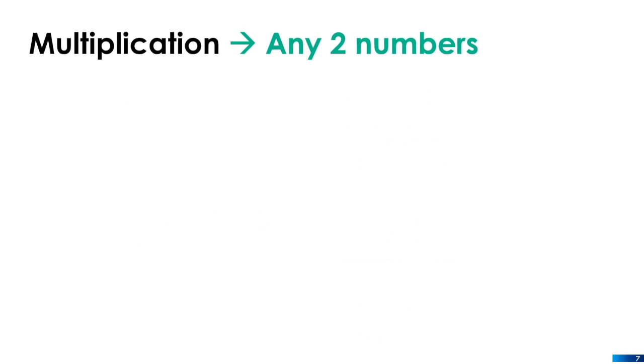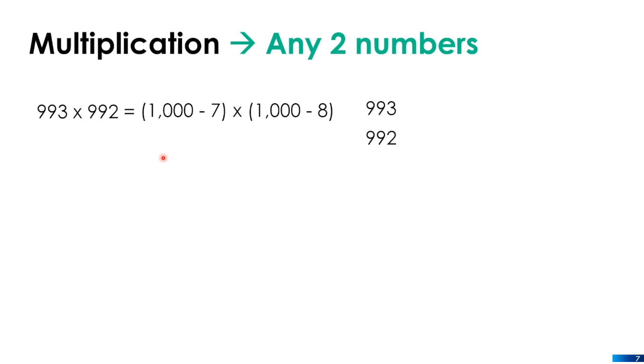Now shall we try another number? 993 times 992. Whoa, there are three zeros over here. Let's see how we can solve this question. 993 and 992, I put them over here on the right. I put minus 007 because there are three zeros here and three zeros here. So I put minus 008.